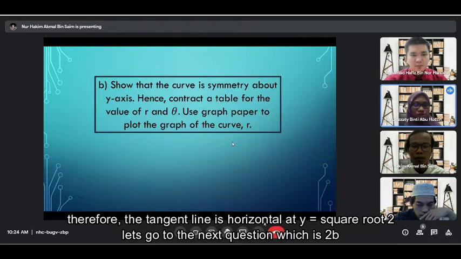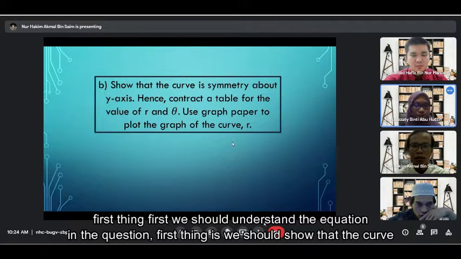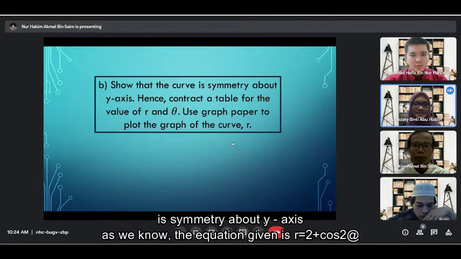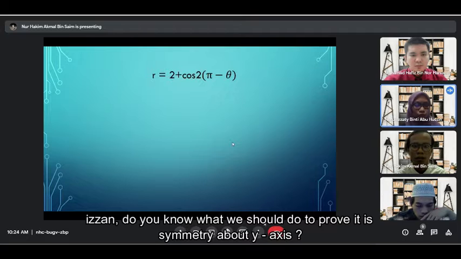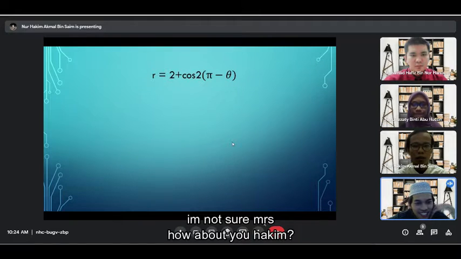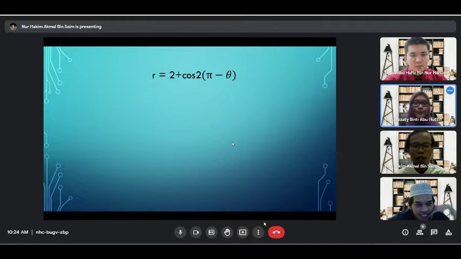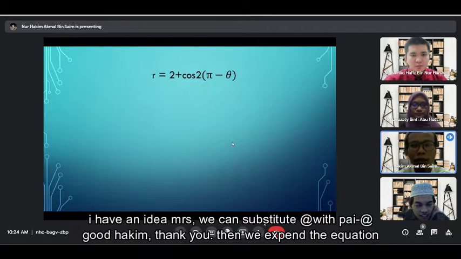Let's go to the next question, which is 2D. First things first, we should understand the question. In the question, the first thing is we should show that the curve is symmetric about the y axis. As we know, the equation given is r equals 2 plus cos 2 theta. Ethan, do you know what we should do to prove it is symmetric about the y axis? I'm not sure, miss. How about you, Hakim? I have an idea, miss. We can substitute theta with pi minus theta.